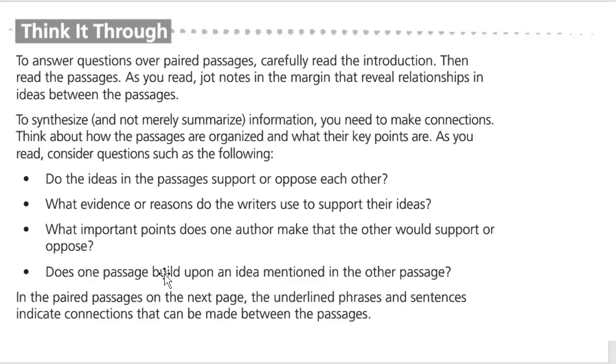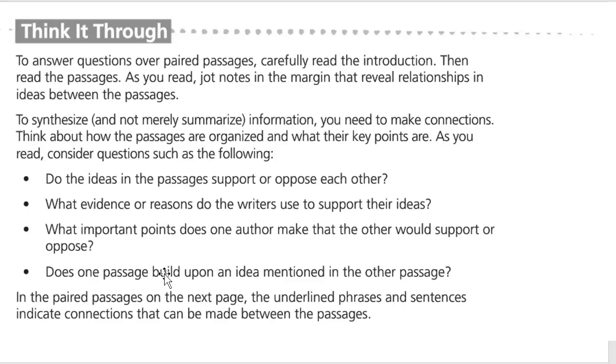Then you will want to read the passages. As you read, jot down notes in the margin that reveal relationships and ideas between the passages. To synthesize and not merely summarize information, you need to make connections. Think about how the passages are organized, what their key points are. As you read, consider questions such as the following.